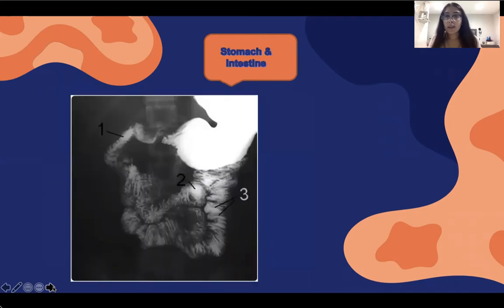In my next example, you're able to see more than one organ at the same time. For example, the bright white at the top right, that's the stomach. The one that's labeled number 1 is your small intestine, number 2, the transverse colon, and number 3, the descending colon. Here you save time by taking an image of more than one organ at the same time, and you're able to rule out which organs are working and which are not.